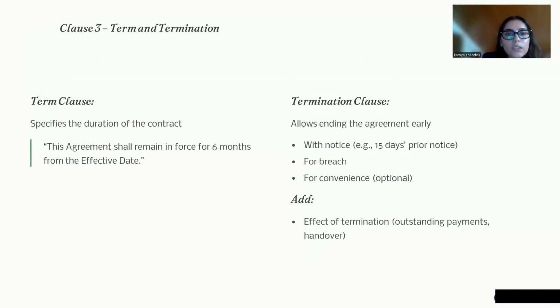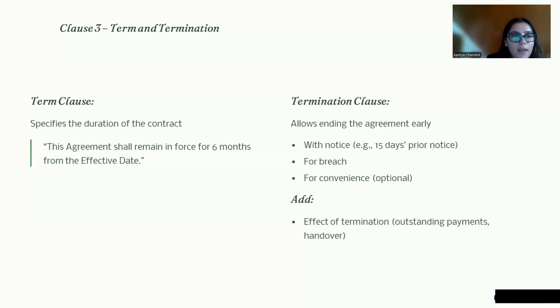Now, let's talk about the term and termination clause. This clause has two parts. The first part is the term, as clear as it sounds. This tells how long the contract will last. And the second one is termination, which states how it can be ended.